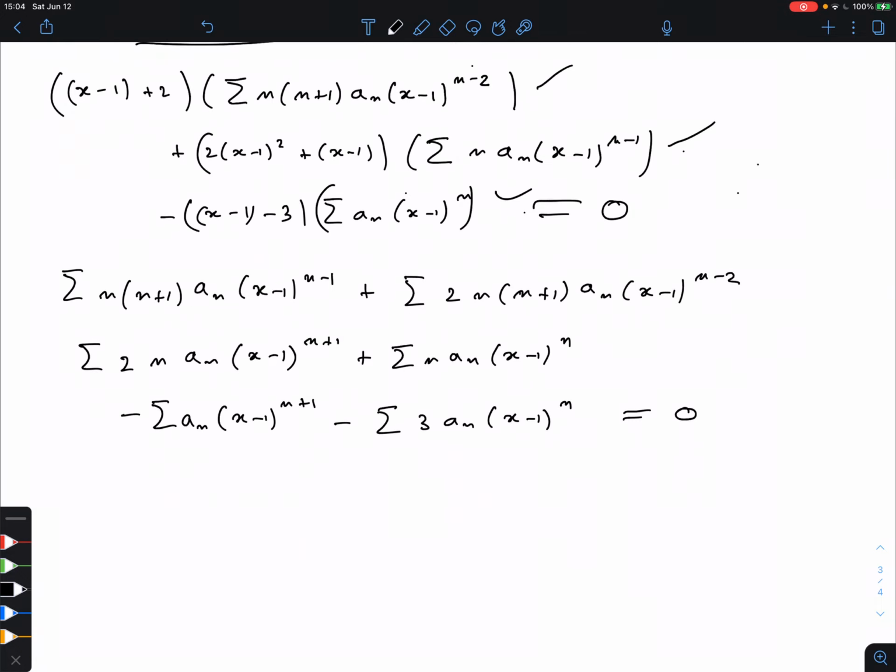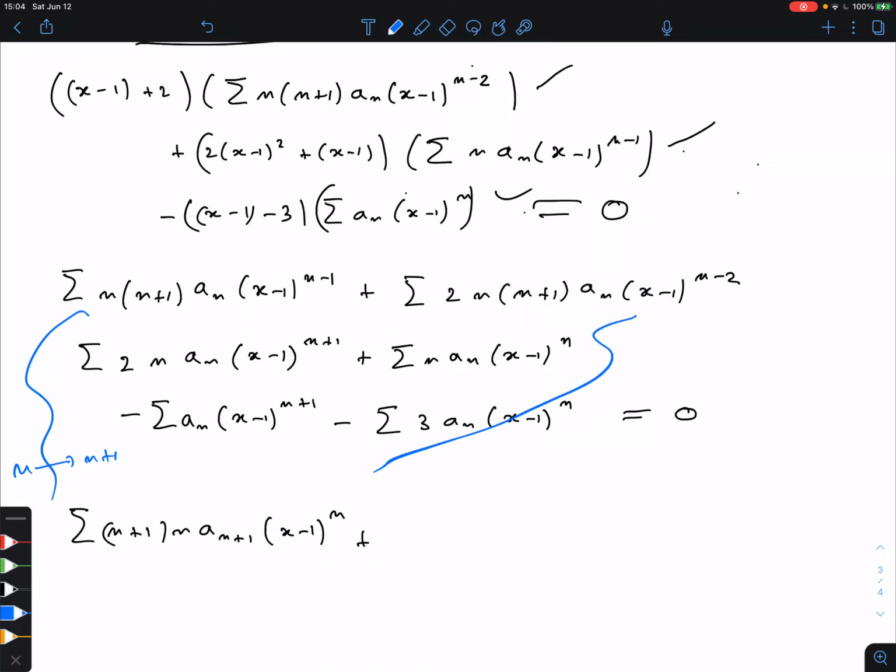So, okay, we need the shifts to write everything in the right power. So the shift here is to replace n by n plus 1. So we get the summation of (n plus 1) times n, a_(n+1), (x minus 1) to the power n plus 1 minus 1, so n, plus the shift that we need to do here is we have to shift up 2, so that is the summation of 2n plus 2 n.